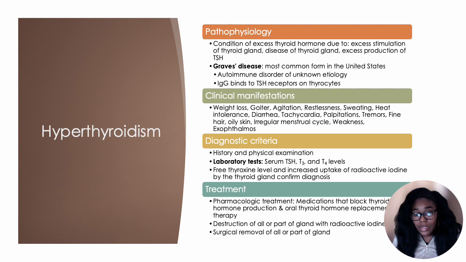As far as your diagnostic criteria, of course, you have to have history and physical examination. And most oftentimes, they're pulling your thyroid stimulating hormone levels and your T3 and T4, which are your thyroid hormones. They'll also look at your free thyroxine level and increase uptake of radioactive iodine by the thyroid gland to see if there's a diagnosis. So there's radioactive iodine that the gland would take up, and it will confirm the overactivity of this thyroid gland.